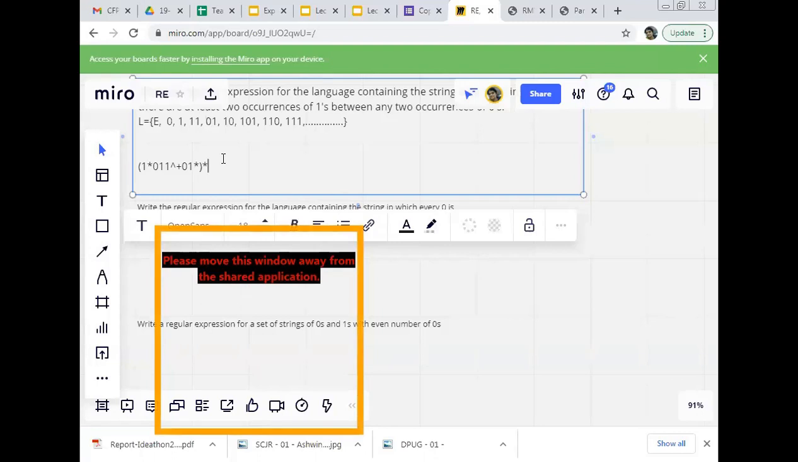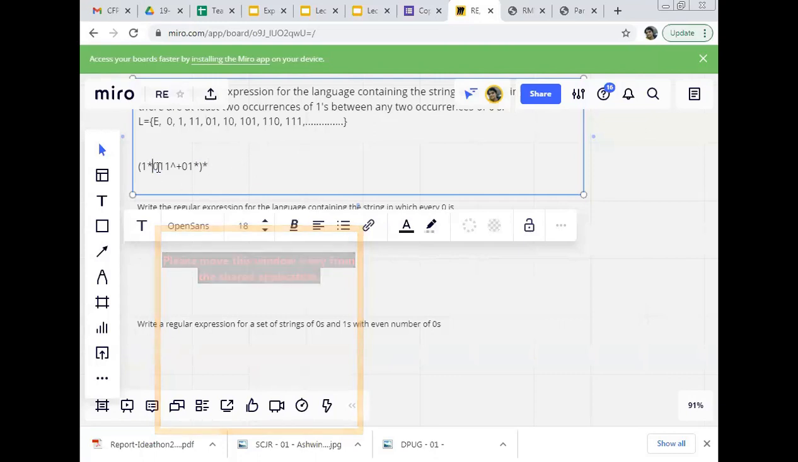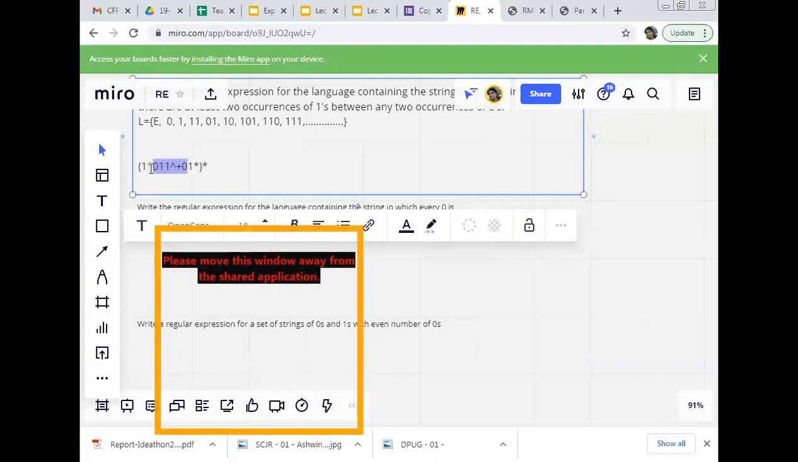Preeti, can you tell why we cannot have star here? Zero, one, one, zero, zero can occur. Yes, very good. Students, just see here when we repeat this, I can have zero, one, one, zero. Yes, Rishikesh. And when we repeat this, because of this one star, I can take epsilon here.